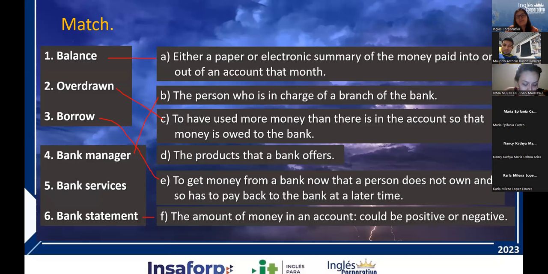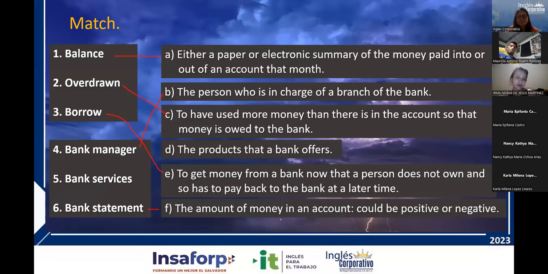Teacher, in the last number five is letter D. The product that a bank offers. Okay. Do you want to make a change between balance and bank statement?